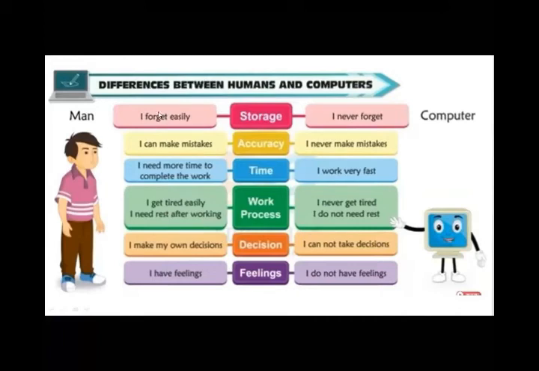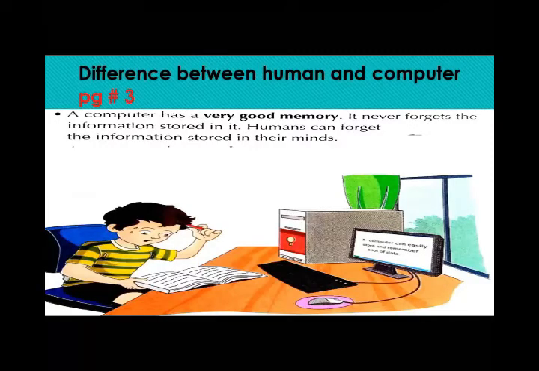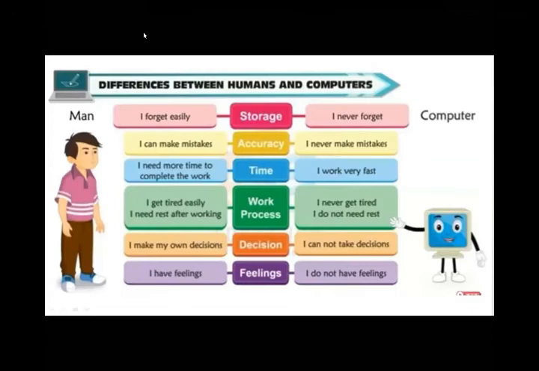There are some more differences. On the first side, you can see the man, and on the second side, you can see a computer. So, what are the differences? The first difference is "I forget easily," which you have seen before in the picture here. A human can forget information, okay? And a computer never forgets things.